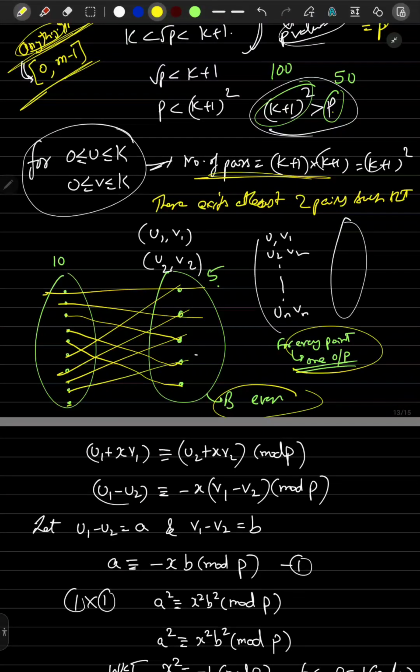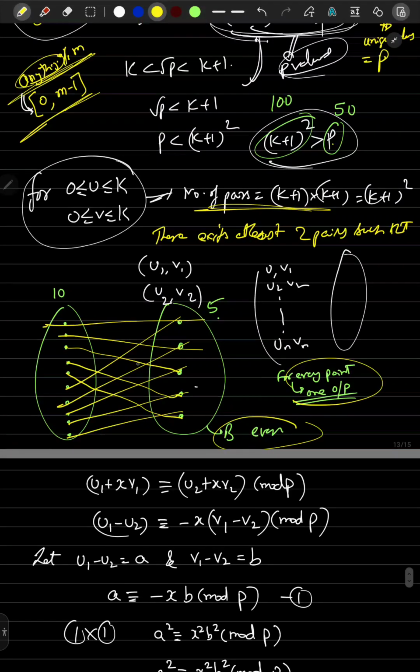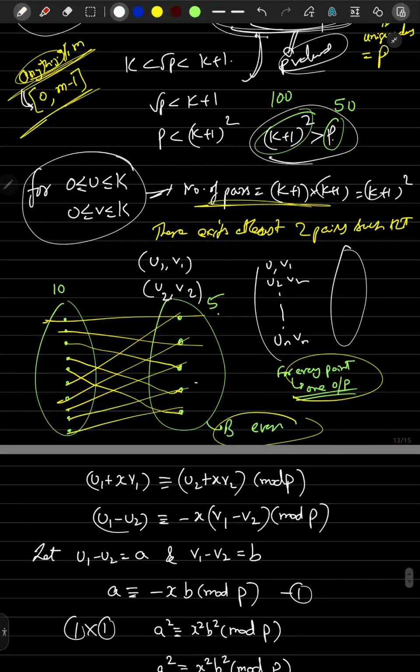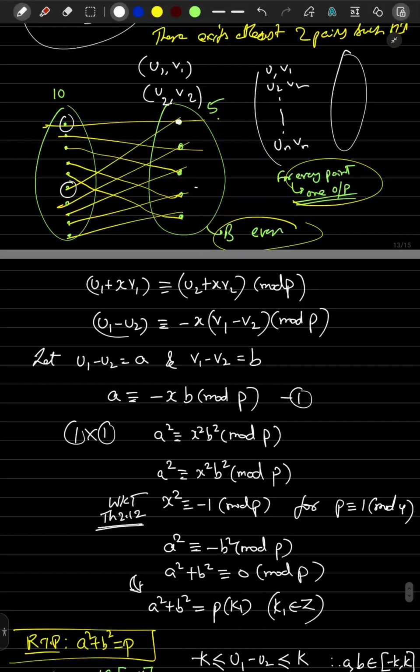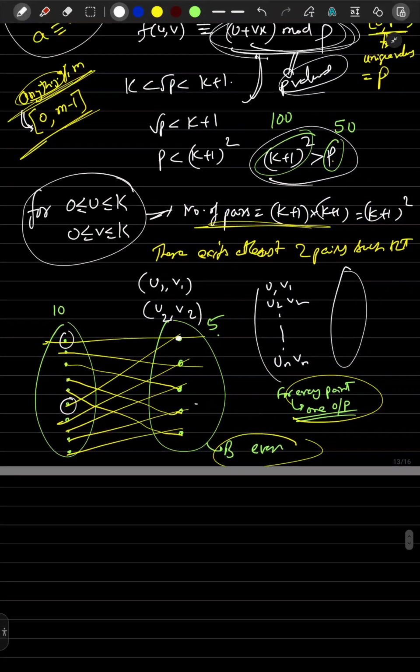This means that there will be at least 2 inputs such that the output will be the same. These are different inputs, but you are getting the same output. That's what I am saying. So when the number of input pairs is much greater than the unique values, one-to-one mapping is not possible. This is what I mainly want to tell.